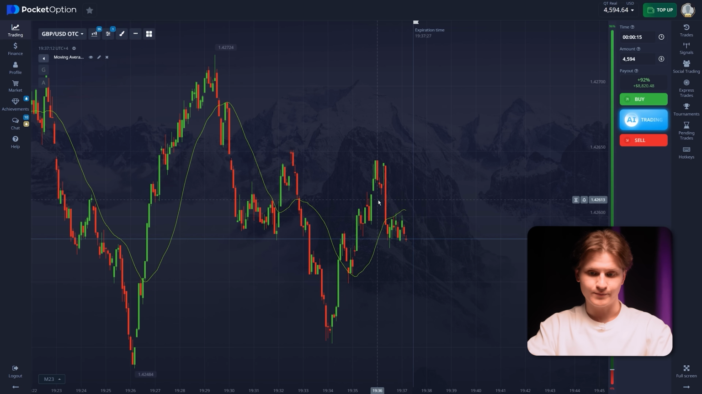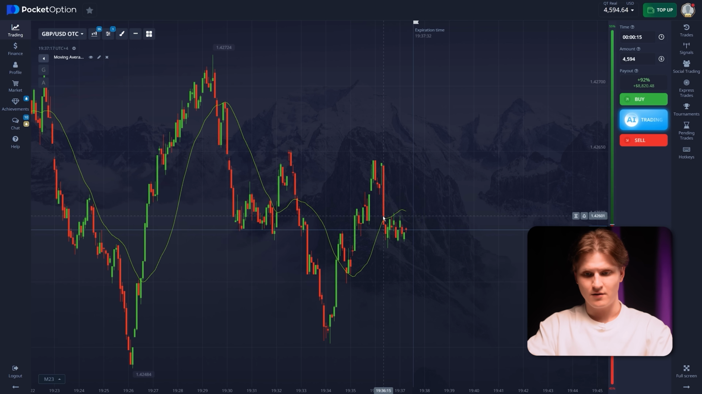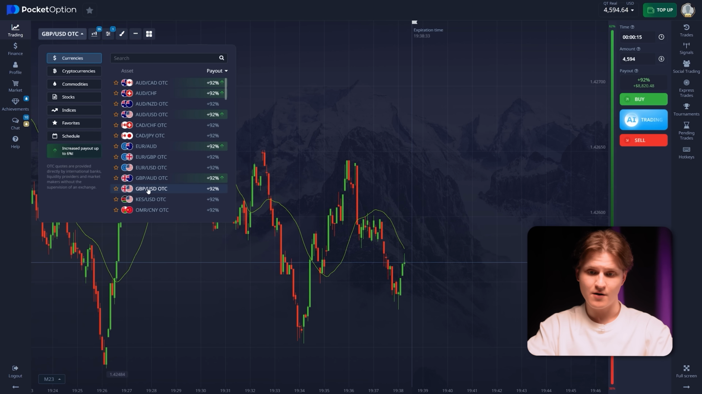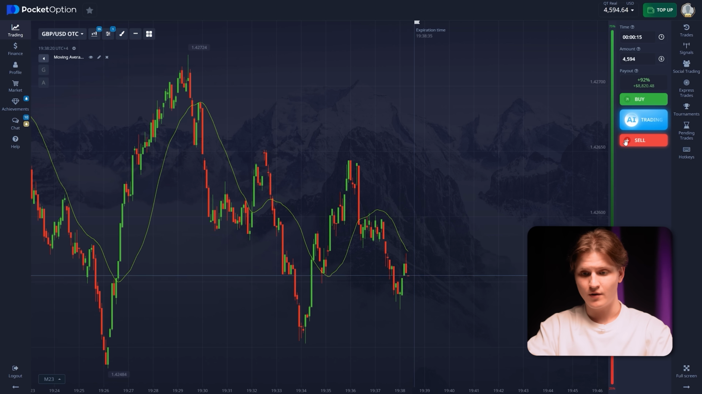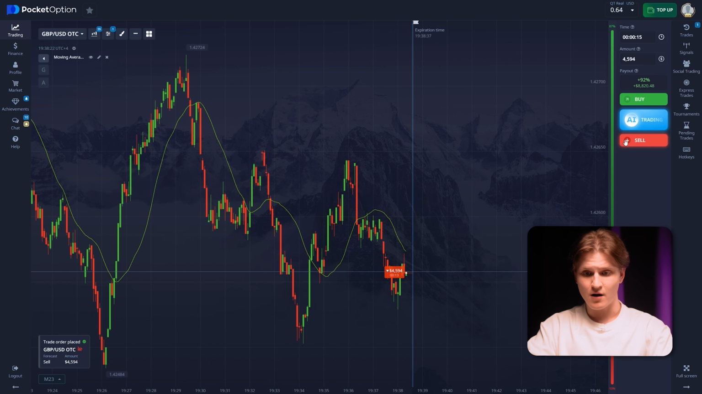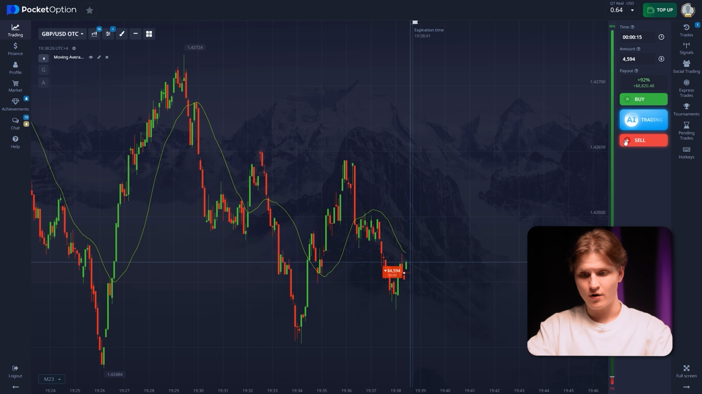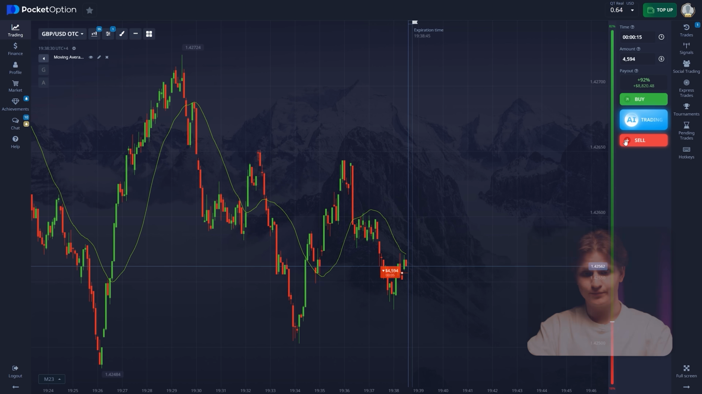I will move on. The situation here is unclear, as the indicator is not directed to any side. It is a horizontal position. So let's move on. We see here the beginning of a downward movement on the moving average indicator and also on the price chart. Therefore, I open a trade down in the direction of this downward momentum.